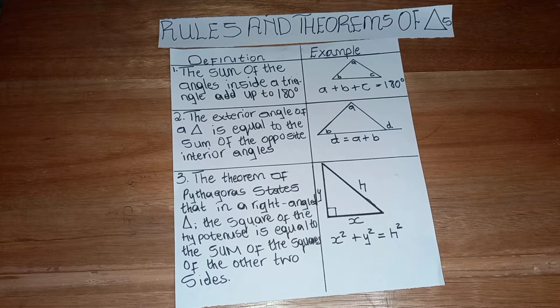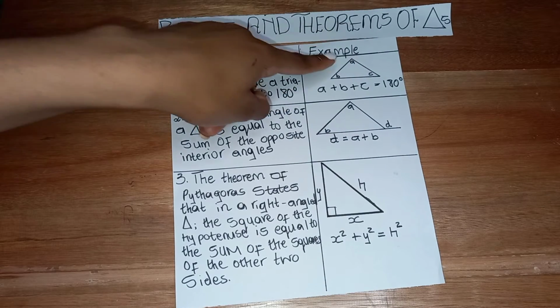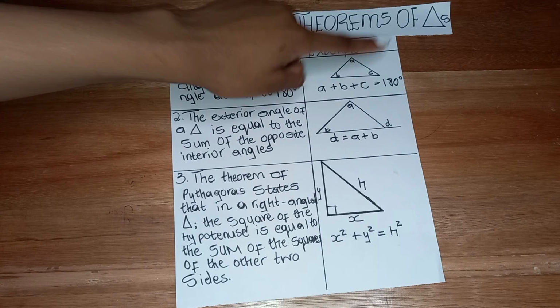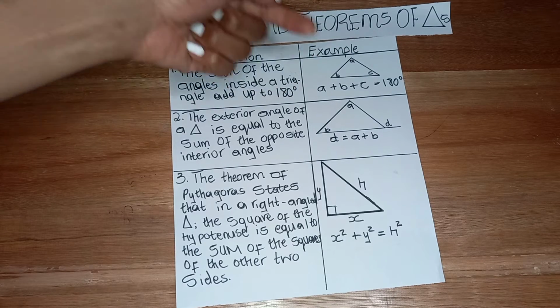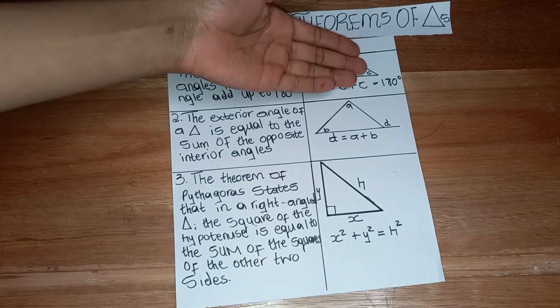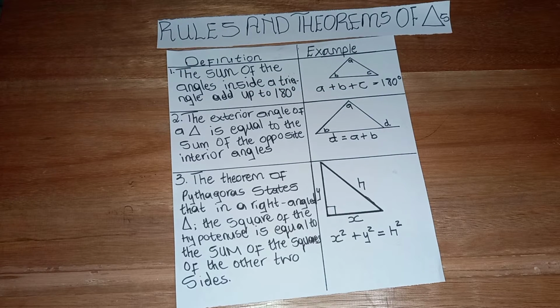So the first one, it is just clear. It says the sum of the angles inside a triangle add up to 180 degrees. So basically, angle A plus angle B plus angle C equals 180 degrees, meaning that if they've given you a triangle and you only know angle A and angle B, you can solve for angle C, as you know that they all add up to 180 degrees. So do not worry about that, as in the next video we will be solving for angles and sides of triangles with the given information today.